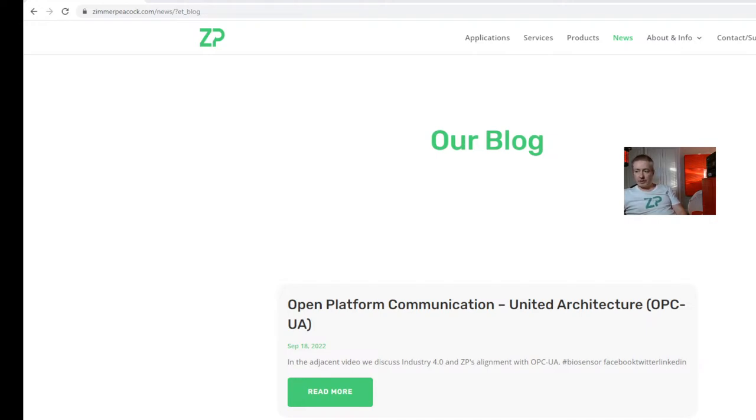A roundup of the news from Zimmer Peacock for this week. One of the first things I will mention is that on the 10th of November, in San Diego, California, we are having a workshop. The workshop will be around the topics of CGM and wearable sensors.